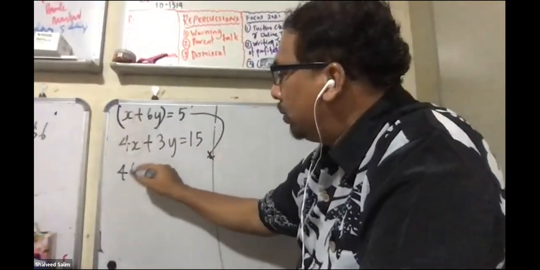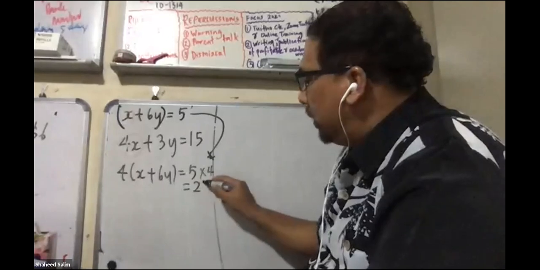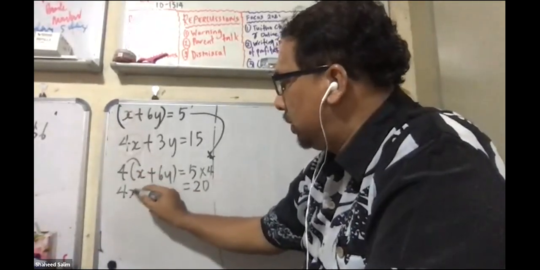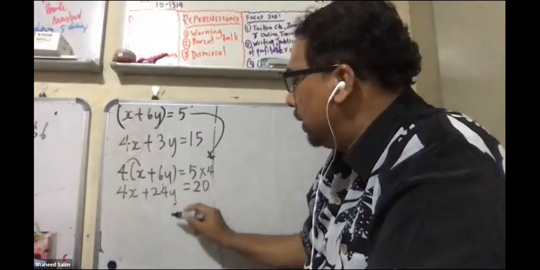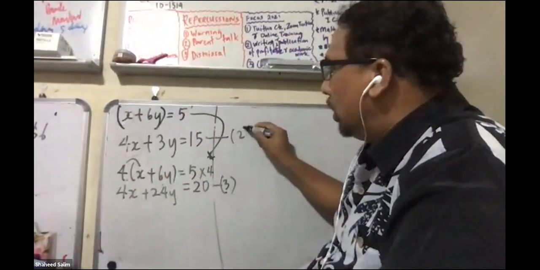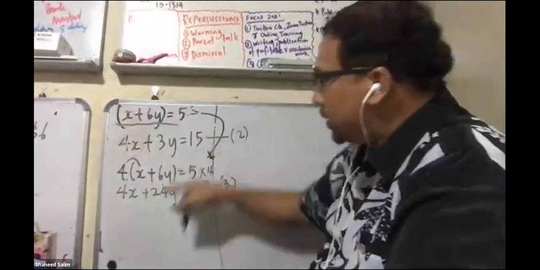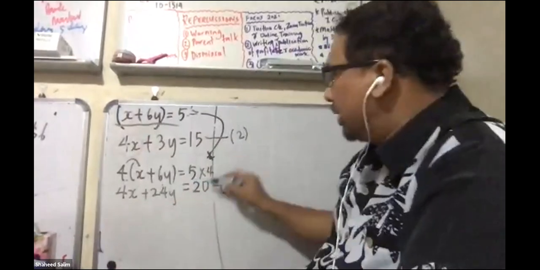So I do like that. Times by 4, so this one also times by 4. So I get 20 over this side. Down here, 4 times x, 4x. 4 times 6, 24y. Now you call this equation 3, and you call this equation 2. Don't minus the first one. This equation is the same as that one. Don't go and minus this one, you become funny answer. You must minus this one now.